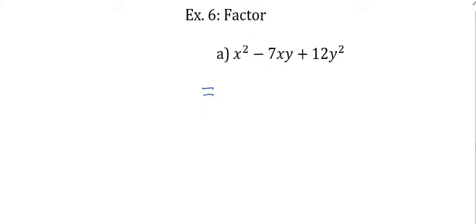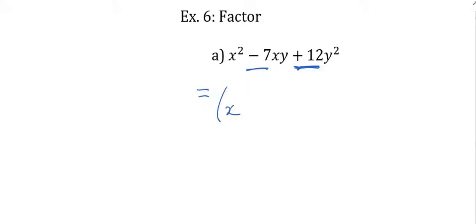So I'm looking for two numbers that have the same sign, positive. So two numbers that add to 7, multiply to 12, and they're both negative. What are those two numbers? We already did this question. Yeah, so x minus 3 and x minus 4.